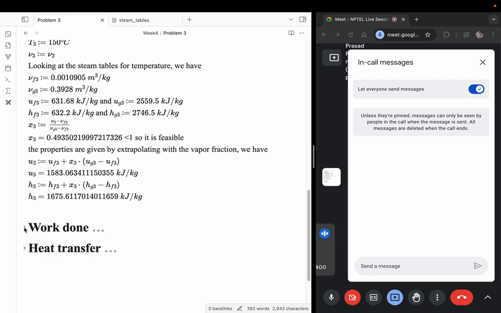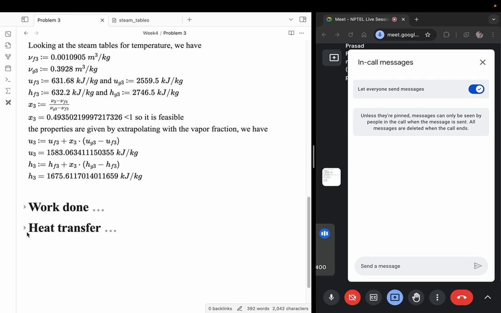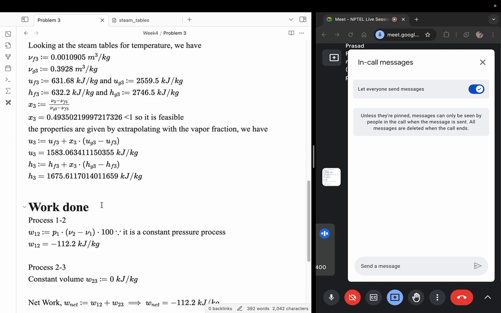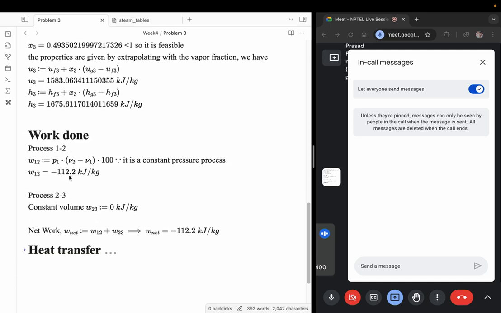Now for this work done part, how do I do the work done? Work done is dependent on the path in which the process is happening, or essentially it is a path function, so you need to know the process. The first one is a constant pressure process, the second one is a constant volume process. So maybe even before going to work done, heat transfer is straightforward, or we will do the work done part. So we just substitute the formula from 1 to 2, it's a constant pressure process, so we just take P times V2 minus V1. This 100 is just to convert from joule to kilojoule. And similarly, 2 to 3 is a constant volume process, so your work done is 0. So the net work done is the summation of these two.